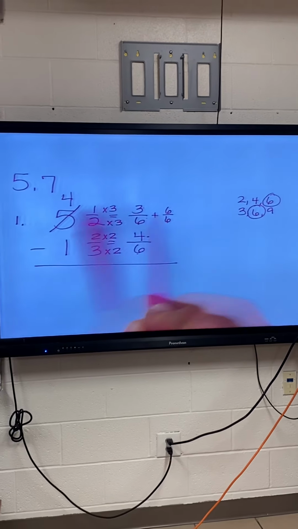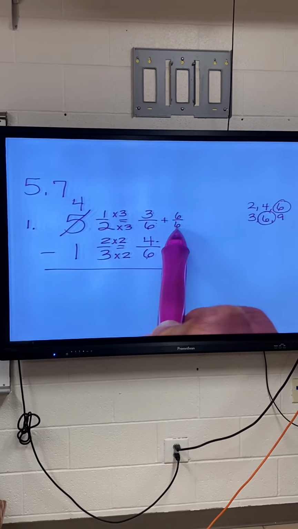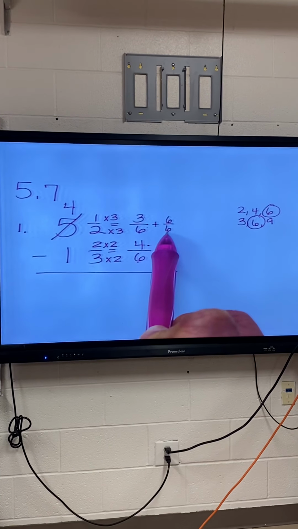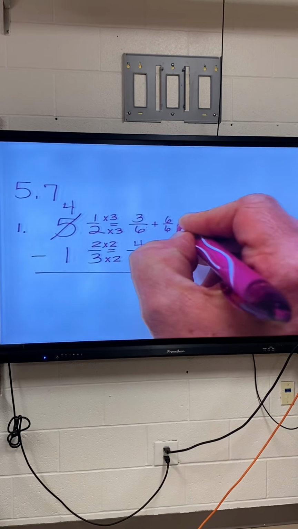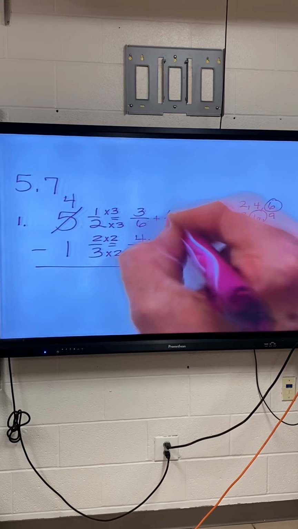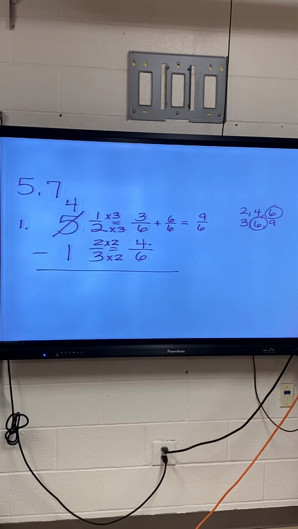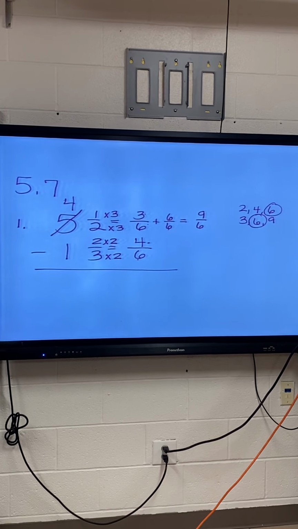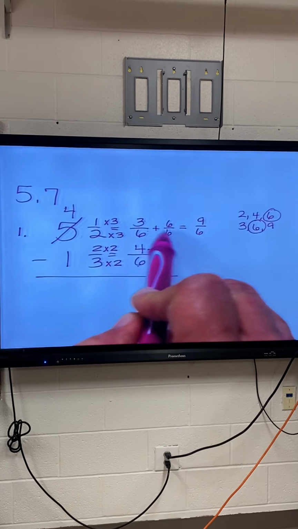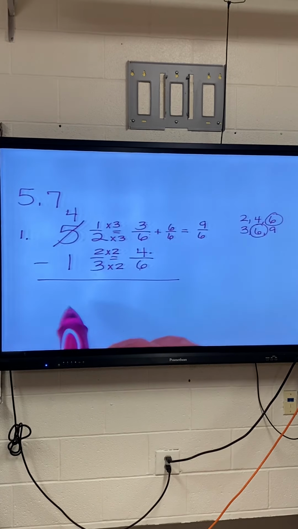So at this point, I took 1 away. It gave me 1 whole. That whole is 6 over 6. So now I'm going to combine 3 and 6, which is 9, and my denominator will stay 6, because I was able to add these because they had the same denominator.